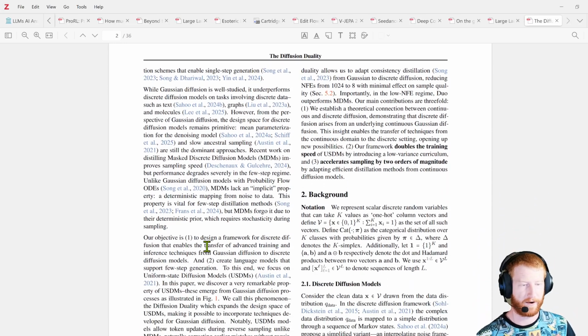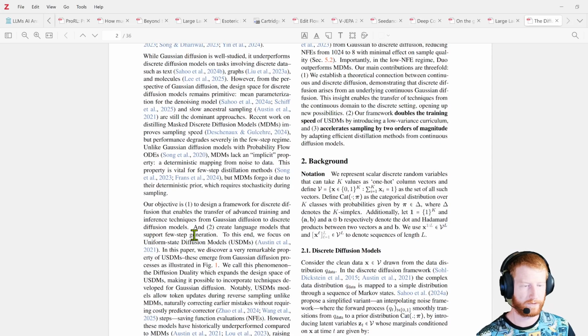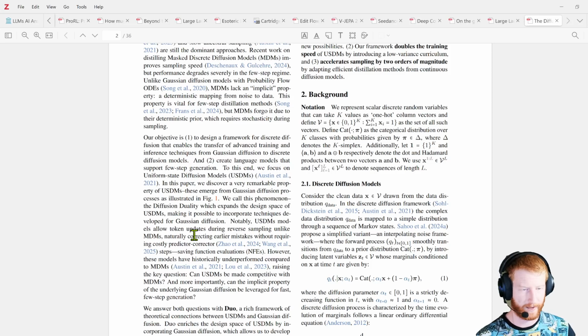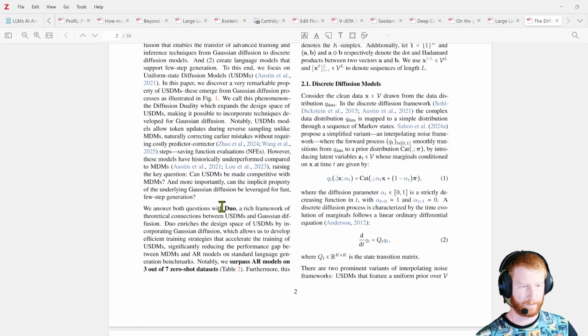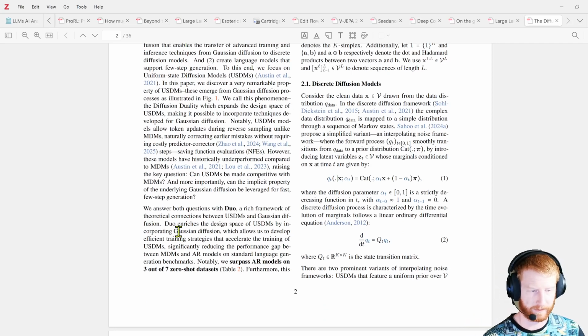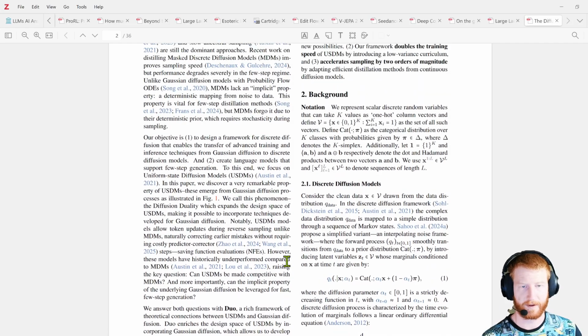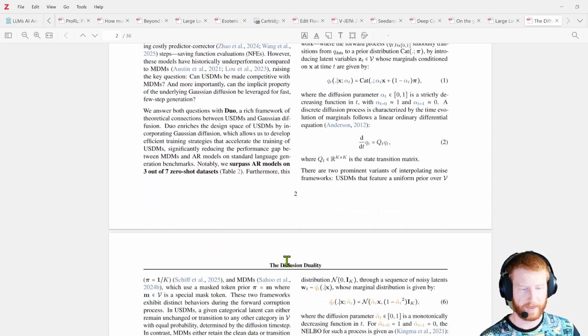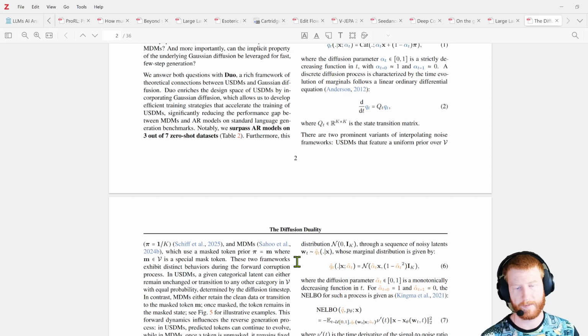Their objective is to figure out a way that lets you take these training and inference techniques and apply them to diffusion models, discrete diffusion models for language, and to figure out how to do them with few steps. They come up with their framework Duo, which enriches the design space by incorporating Gaussian diffusion, and surpasses models on a few different benchmarks, although it's still small. Okay, so I think that's the core idea of this paper and the core aspect of it.